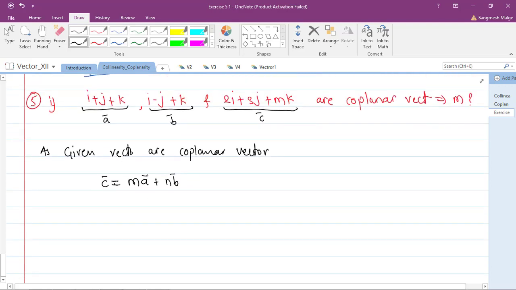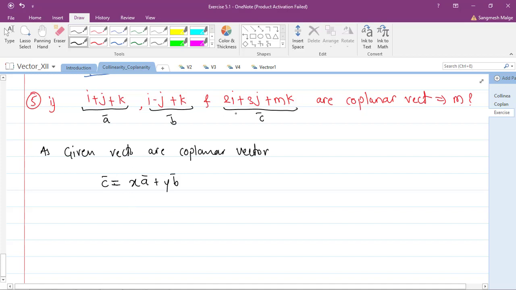So what we'll do here, we will use some other scalar quantities, because the question itself has the value of M, so it will get a little confusing. That's why we'll use X and Y. X A bar and Y B bar are the scalar multiples. Okay, so let's equate the vectors now.